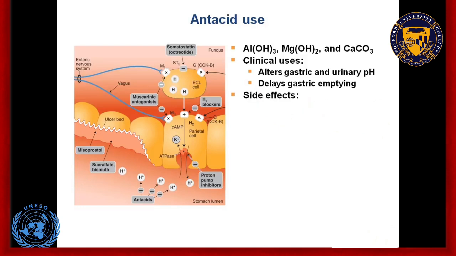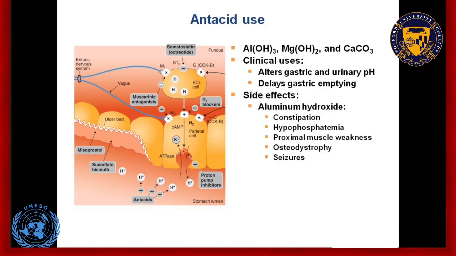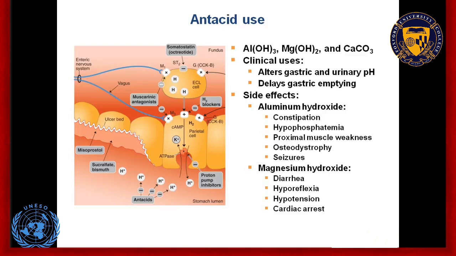Each antacid has its own set of side effects when it's overused. For example, aluminum hydroxide causes constipation, hypophosphatemia, proximal muscle weakness, osteodystrophy, and potentially seizures. Magnesium hydroxide causes diarrhea, hyporeflexia, hypotension, and less commonly cardiac arrest.